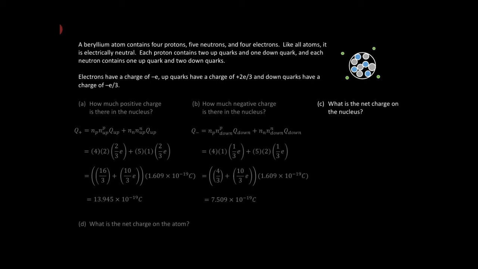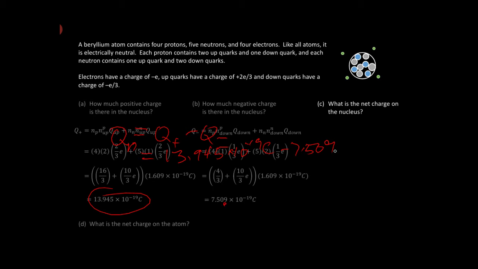All right, so now we need the net charge. Well, the net charge is going to be Q equals Q nucleus, Q plus minus Q minus. And that means we have 13.945 times 10 to the minus 19 coulombs minus 7.509, excuse me, it's a 9, times 10 to the minus 19 coulombs. And you do that, and you get 6.436 times 10 to the minus 19 coulombs.